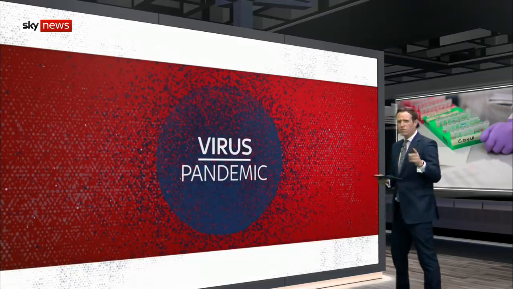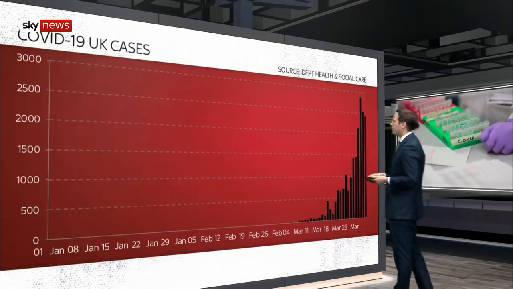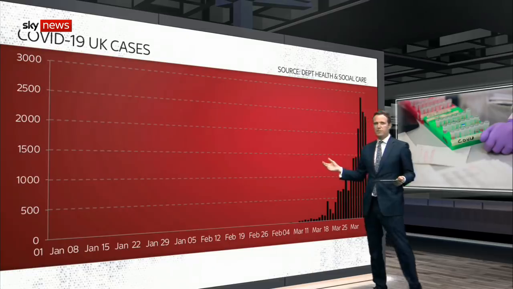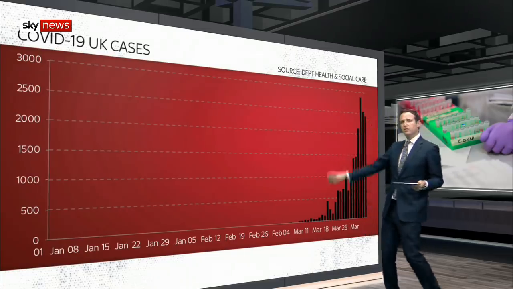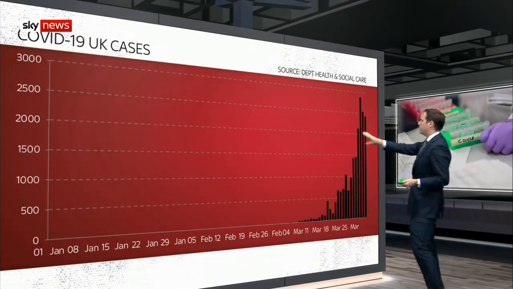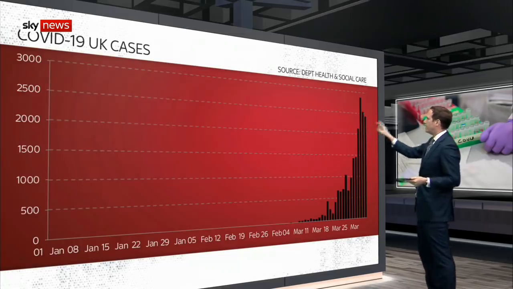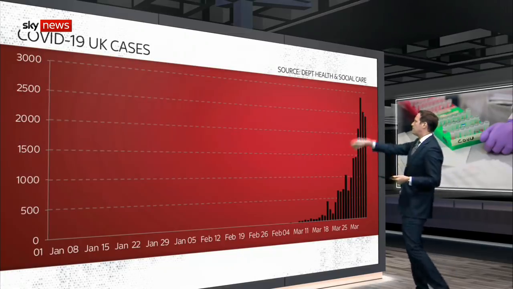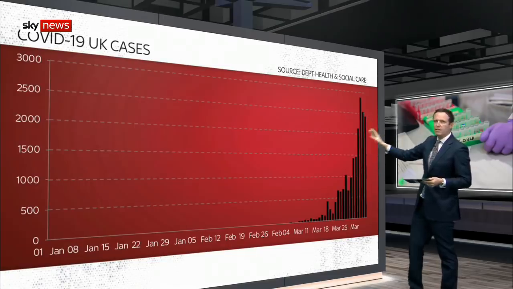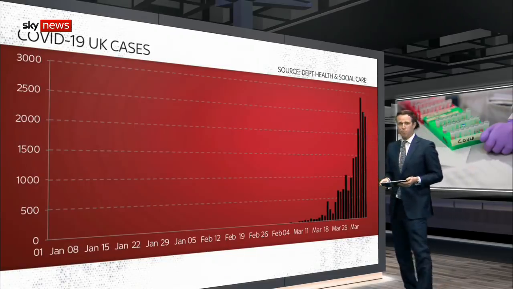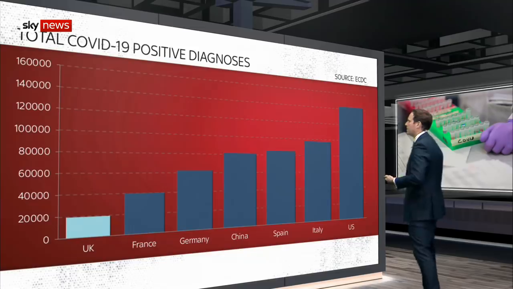I'll show you why. Also, it's not quite clear how we compare ourselves either with other countries or indeed with the past, or what metric to use. So initially, a lot of people were looking at this. This shows you the number of cases in the UK, just on a daily basis. You can see it mounting up, and if you add all of those together, you come to 20,000 positive cases of COVID-19 in the UK.